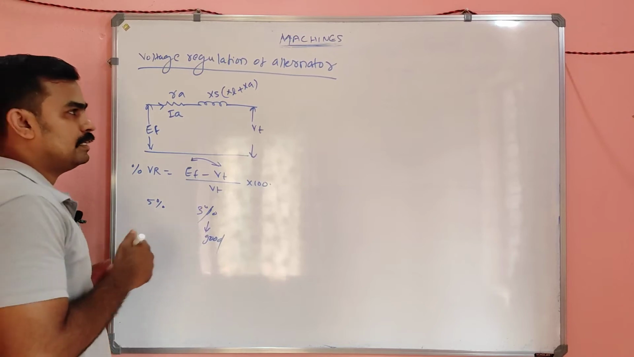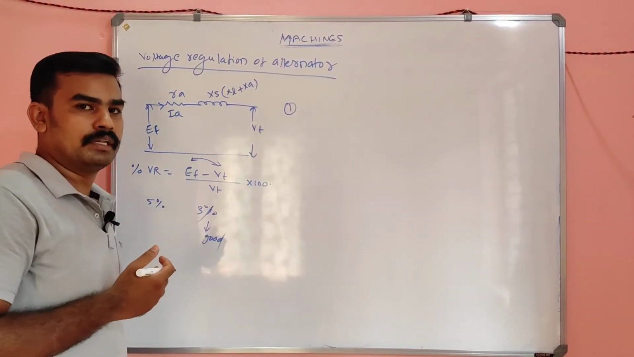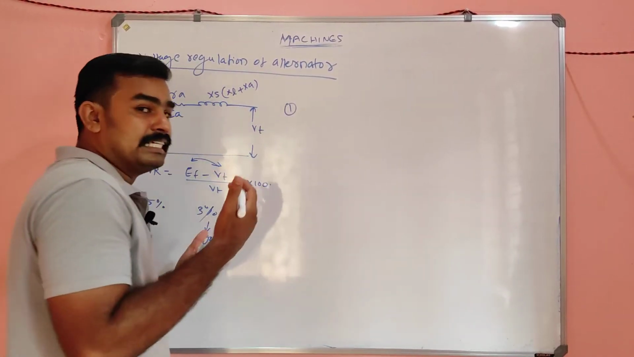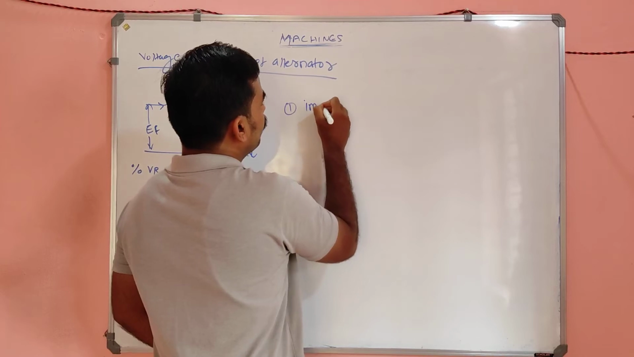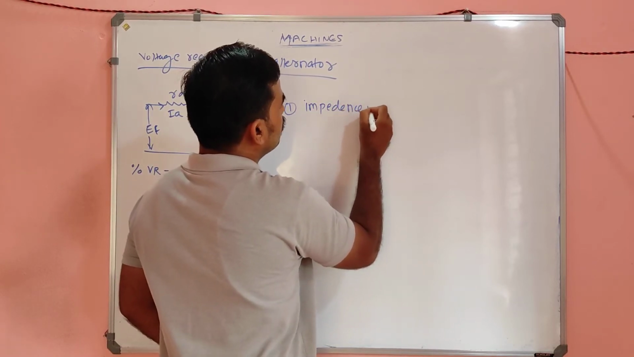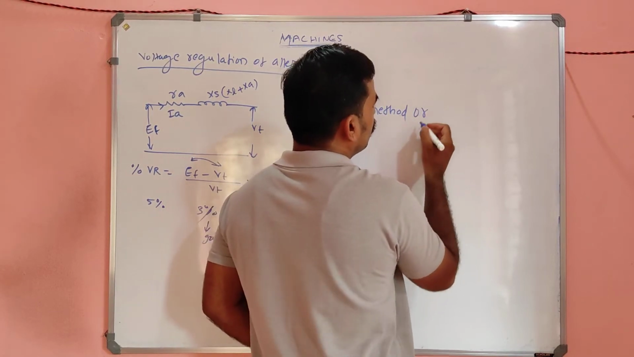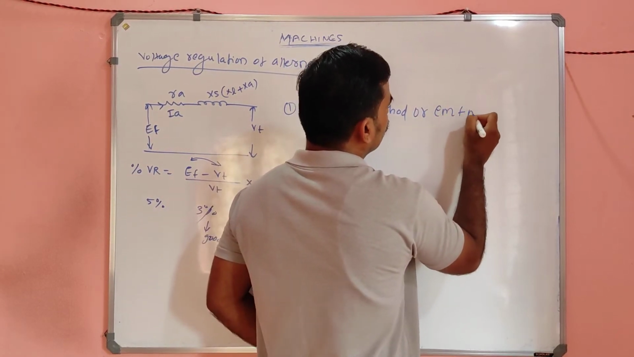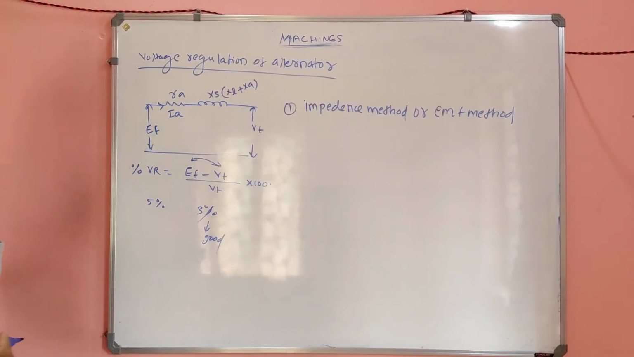There are three methods that we use in order to measure the regulation of an alternator. The first one is the impedance method or EMF method.